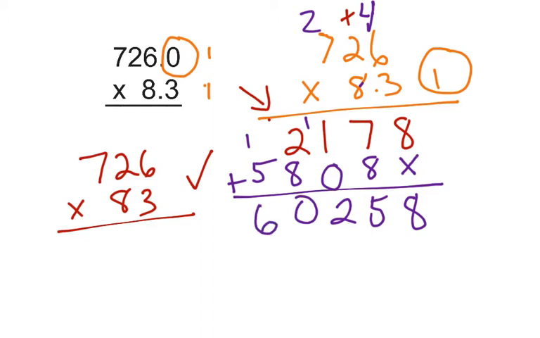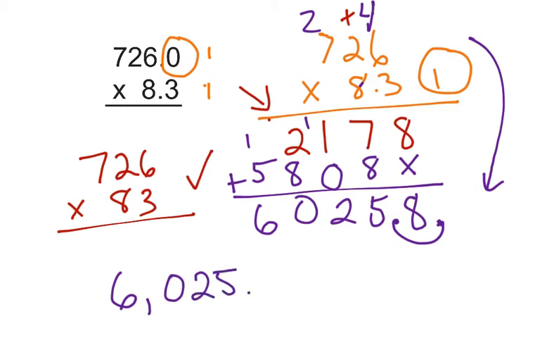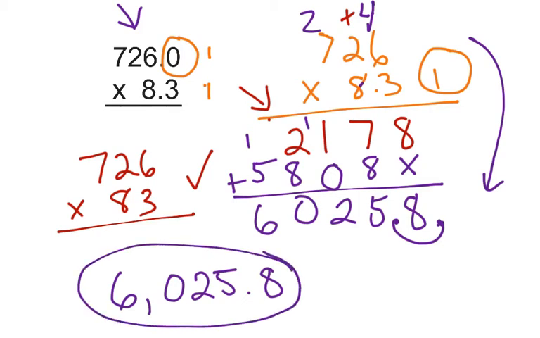Now I know I'm going to move the decimal one spot, so I'm going to start at the end and move it one place. So I have 6,025 and 8/10. If you did it with the 0, you would have had 80 hundredths, which is the same as 8/10. So I hope this has helped refresh your memory on how to multiply whole numbers and decimals.